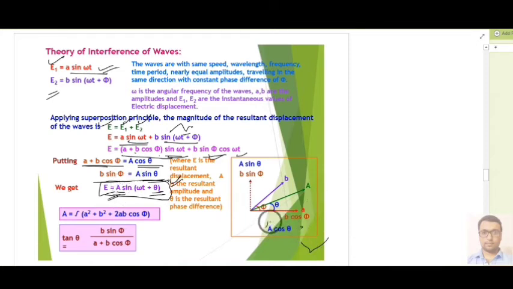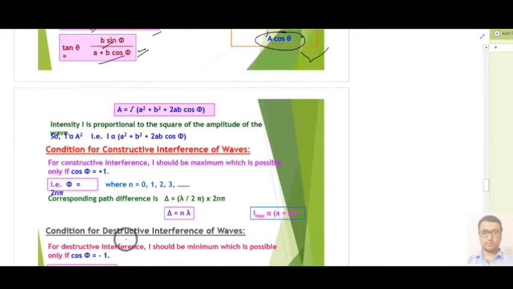Here you can understand that A cos theta will represent one side of the phasor, and B sin phi the other. The first is A, the second is B, and this is A sin theta. Their resultant we can determine by taking Pythagoras or by applying the law of parallelogram, that is A square plus B square plus 2AB cos phi, because the two vectors we are representing are A and B, and their angle is phi. Then tan theta, the angle the resultant makes with the horizontal, will be B sin phi upon A plus B cos phi.